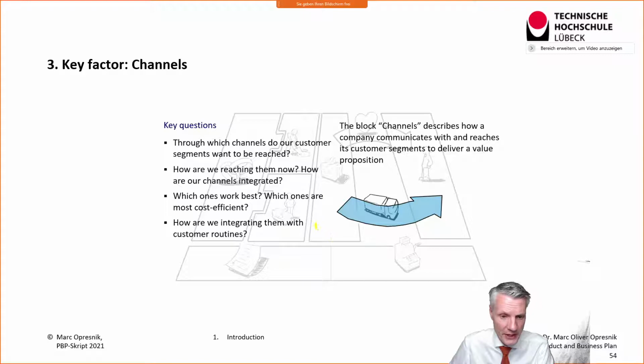So these are the key questions. Through which channels do our customer segments want to be reached? How are we reaching them now? And how are our channels integrated? Which one works best? Which is most cost efficient? Shall we switch it? How are we integrating them with customer routines, for example?